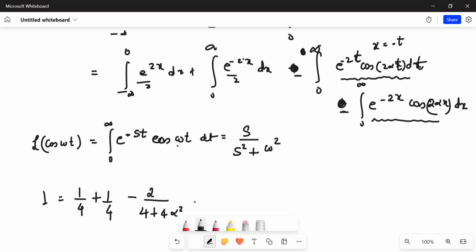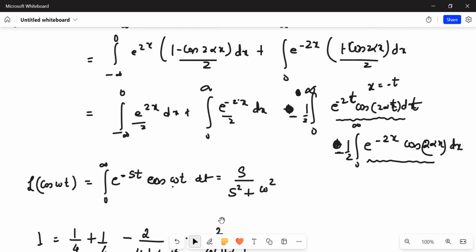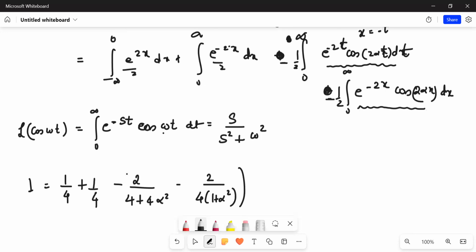I think this will be minus 2 divided by 4 into 1 plus alpha square. Is that fine? Or is there something else also? Okay, there is 1 by 2 also. So 1 by 2 is here, 1 by 2 is here. So overall, this will become 1 by 2 here. So this negative I'll take common out, this 1 by 2, 1 by 2.